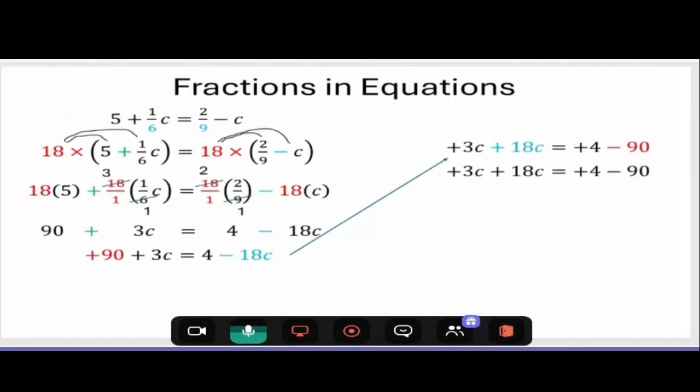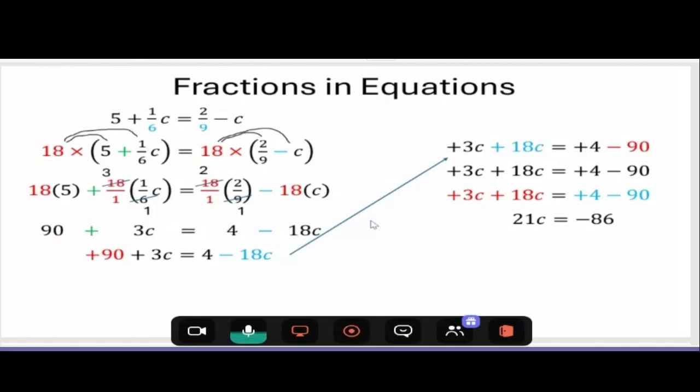Like so, and now I'm going to recolor because now that I've collected, so take a look, all of the C pieces are on one side, all of the not C pieces are on the other. Let's collect them together. 3C plus 18C is 21C. Plus 4 minus 90, so they're going in opposite directions, so subtract them and you get 86. Did we go further to the right or the left? We went further to the left, so it's negative 86.